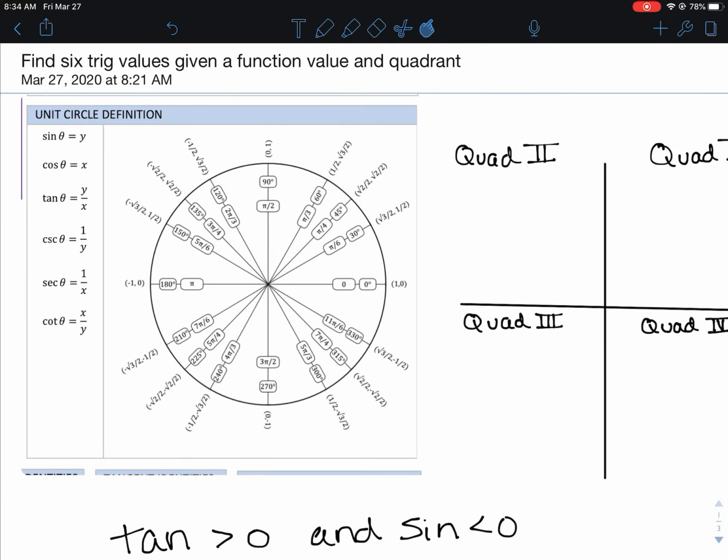Good morning, everyone. Here we're going to look at finding the 6 trig values of a function like we did last time. This time we're going to do it given a function value in a quadrant. So we're going to focus on the signs, like positive, negative signs, of the values in the different quadrants. That's one of the things we're going to look at.